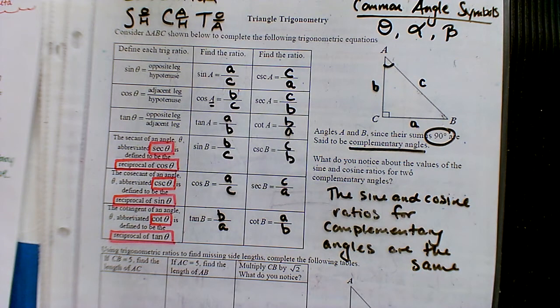Are we okay with those three new ones? Okay, they're not too complicated. I know the words might be a little new to us because we're used to sine, cosine, and tangent, but the idea I think is simple. It's just a reciprocal. Okay?